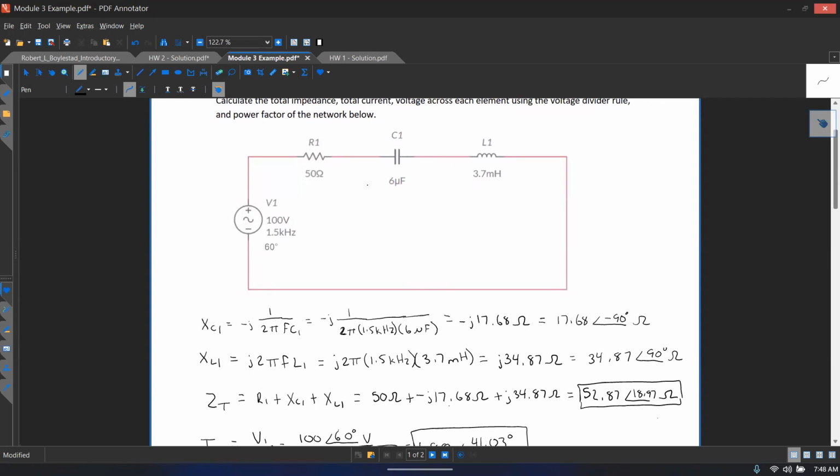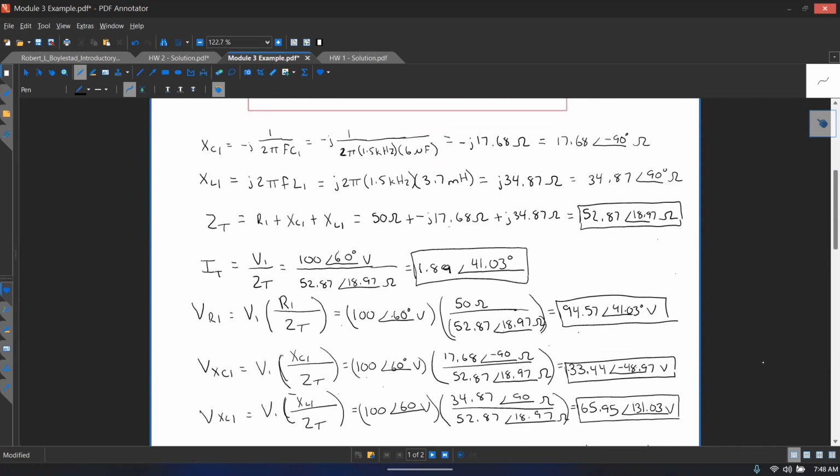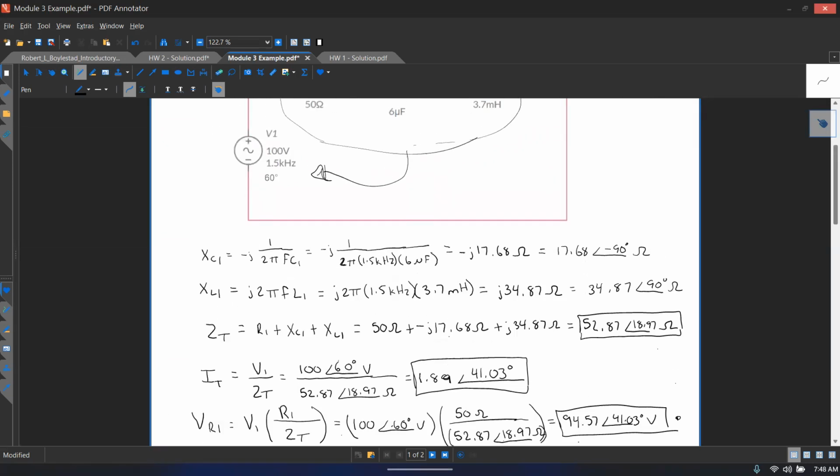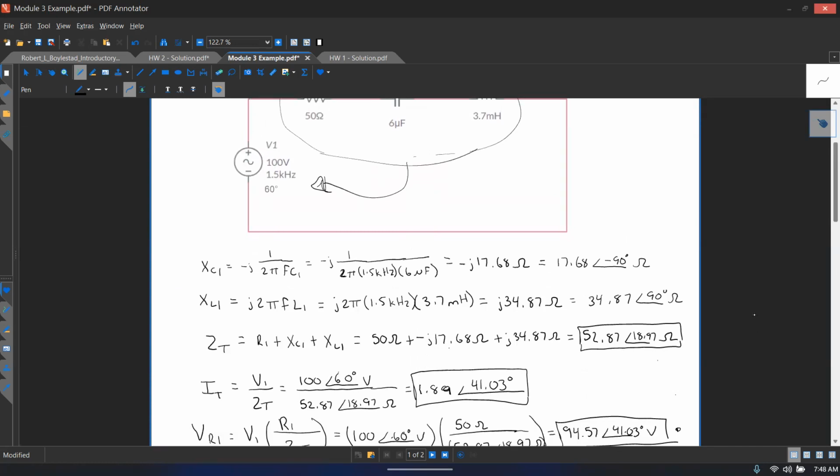Now, if you wanted to check your work, we know Kirchhoff's voltage law says the sum of the voltage drops across each one of these elements should equal the source voltage. So if you add each one of these voltages, you should get something relatively close to 100 at a phase angle of 60 degrees. So go ahead and give that a try and see if you get that answer.